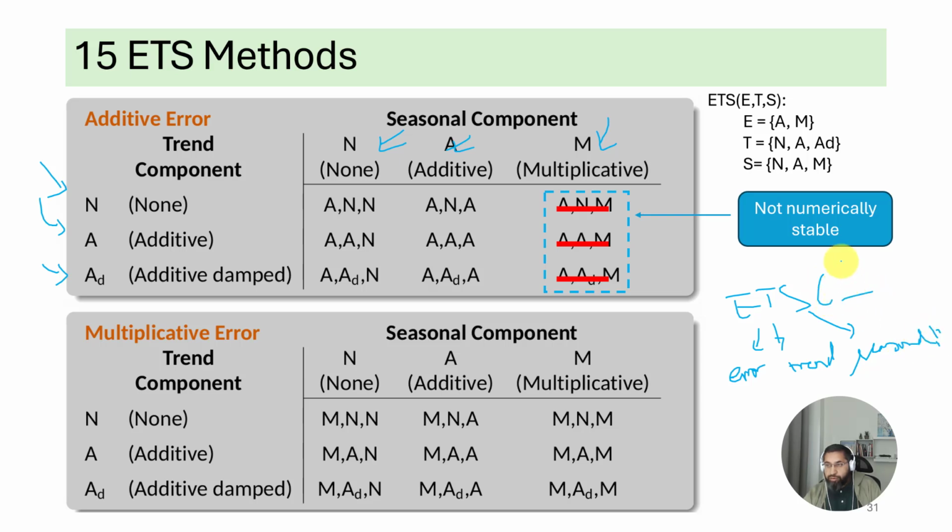So in brackets, the first term is the error. So it's going to be A or M, additive or multiplicative. A means additive error, and M means multiplicative error, the fractional error. Okay, and then the second term is going to be trend. So that's going to be N or A or Ad, not M. And the third term is going to be seasonality, which is going to be N or A or M. Okay, and so the first term is the error, which for additive error is going to be all A's. Okay, and for multiplicative error, the first term is going to be all M's.